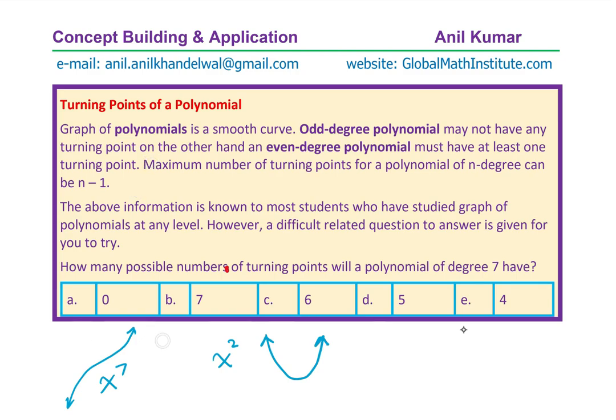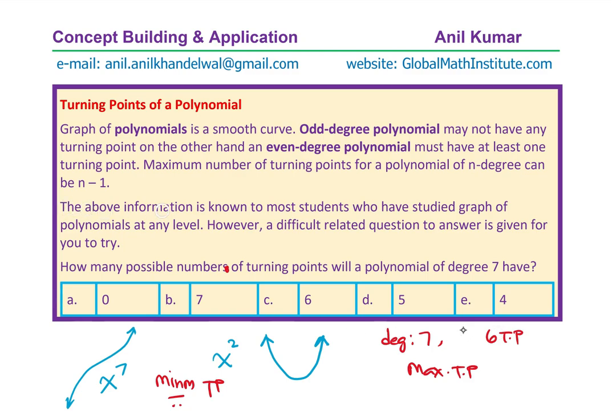Now, this is the minimum number, right? So we are looking into the minimum turning points, and the maximum turning points. The maximum number of turning points of a polynomial of degree n can be n minus 1. So if it is degree 7, then the maximum can be 6 turning points, right? That is the basic concept known to most of the students. So from here also, you can actually find the solution.